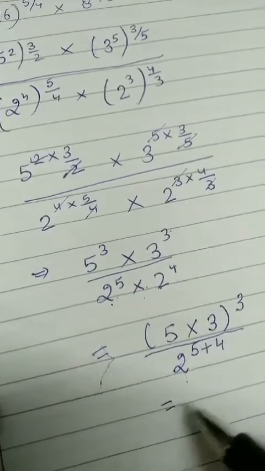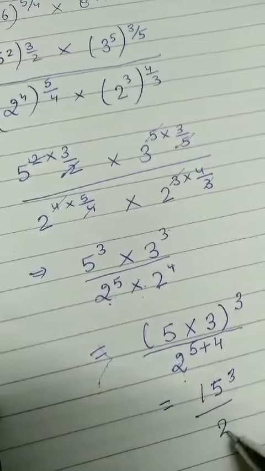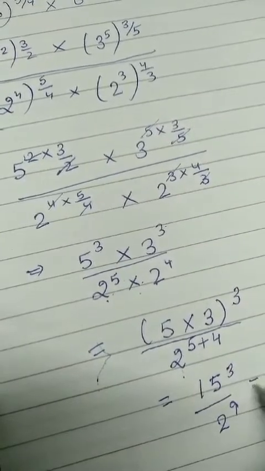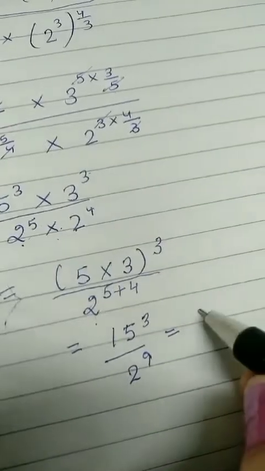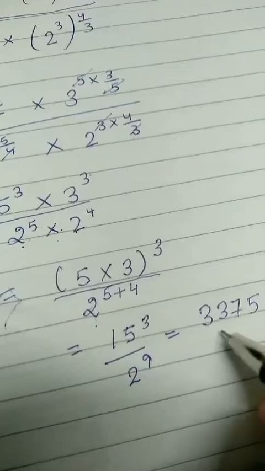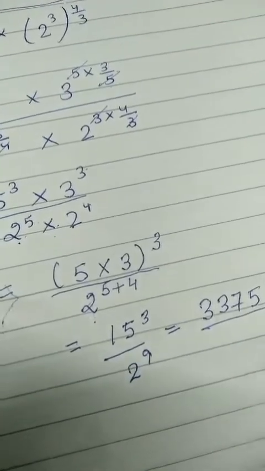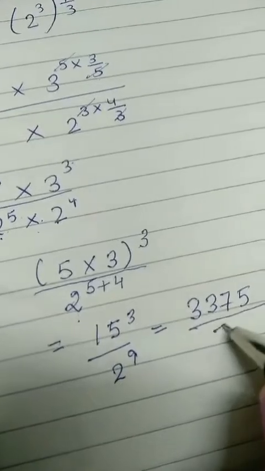So this gives us 15 raised to power 3 upon 2 raised to power 9, which means 15 raised to power 3, this is cube of 15, which is 3375, and 2 raised to power 9, this is cube of 8, which is 512.